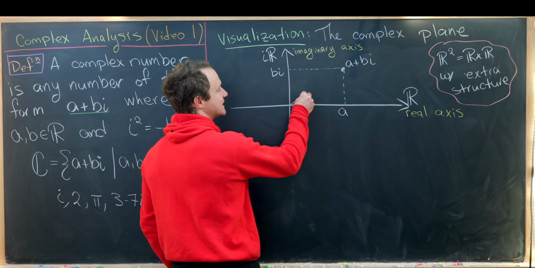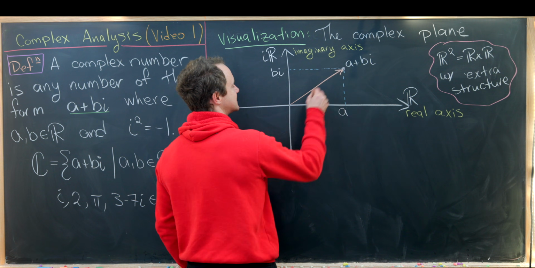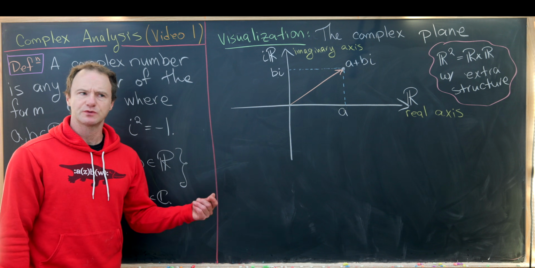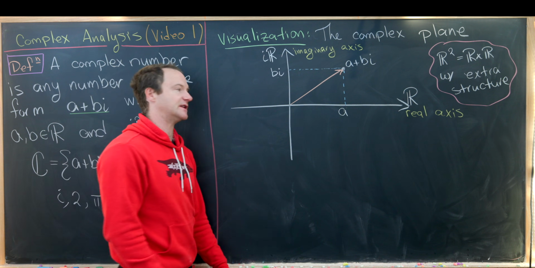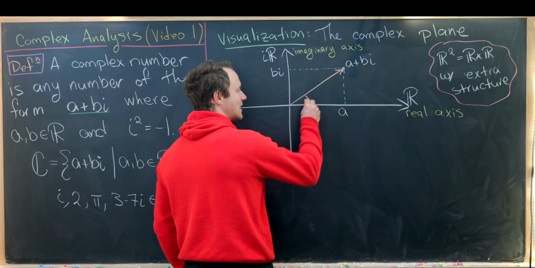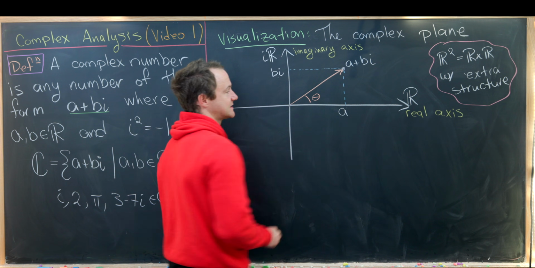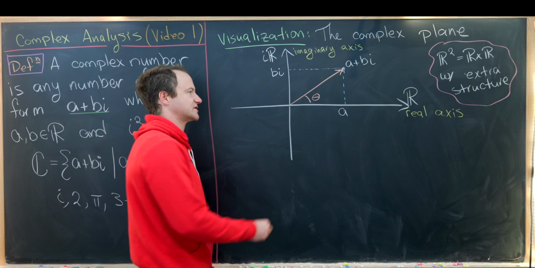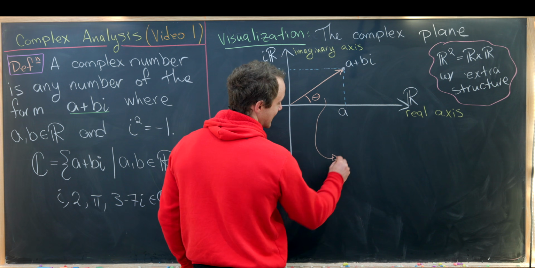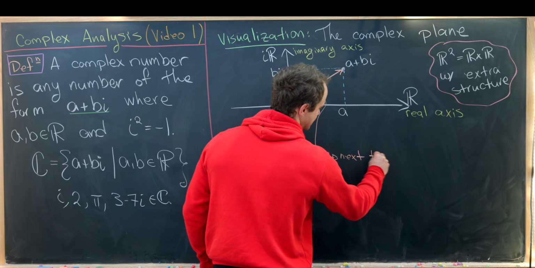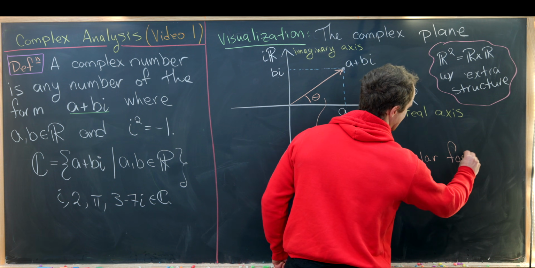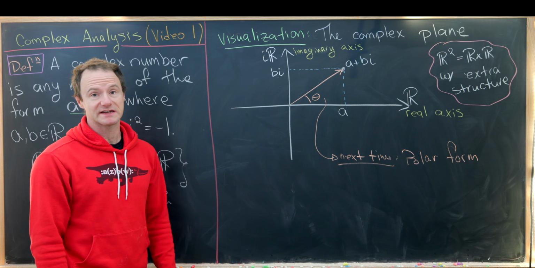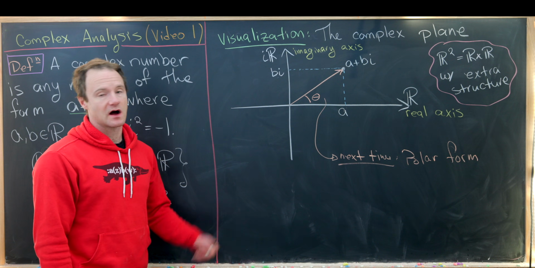It's pretty natural to think about the distance from the origin to this number a plus bi, which we'll see what that distance is later, as well as the angle that this ray makes with the positive real axis. That's also something pretty interesting as well. So maybe next time we should say the polar form. But in this video, we're just going to deal with the rectangular form of a complex number.